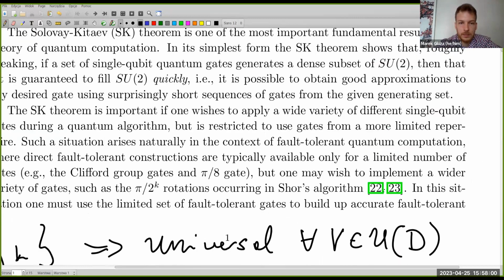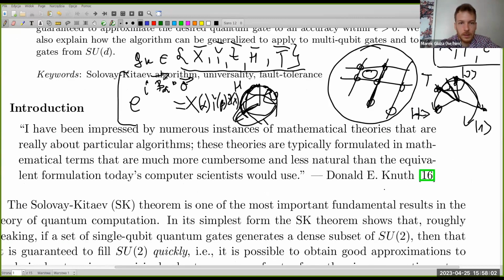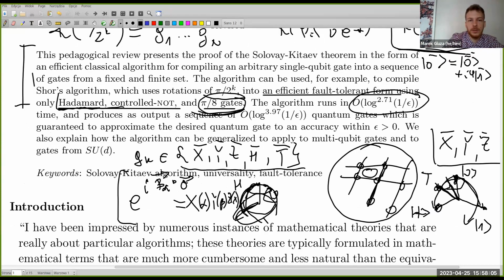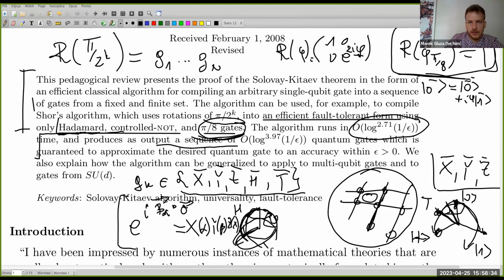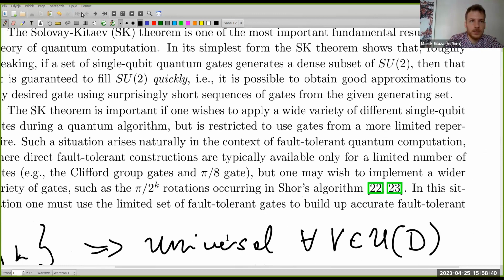So that's one thing. And it produces an output, a sequence of some length of quantum gates. So it's again in 1/epsilon and so on. If epsilon is small, then 1/epsilon is bigger. So that's why it's giving us the length. And it's guaranteed to approximate the desired quantum gate with accuracy epsilon. And we had it earlier in the tutorials.